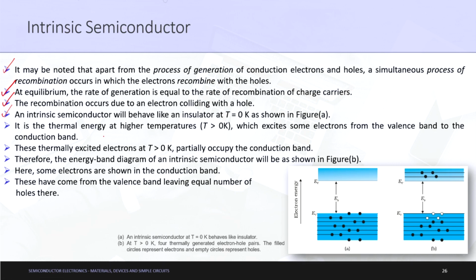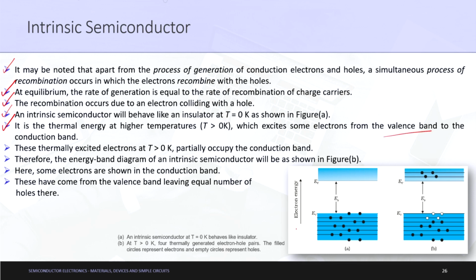Okay. So, it is thermal energy at higher temperature, that is T greater than 0 kelvins, which excites some electrons from the valence band to the conduction band. What happens is, as the temperature keeps on increasing, there is a time at which the energy of these electrons is such that it projects out of the EG energy gap, and hence it can move from the valence band to the conduction band.